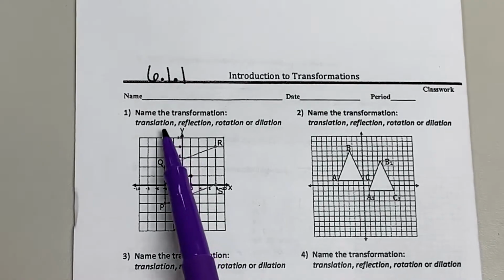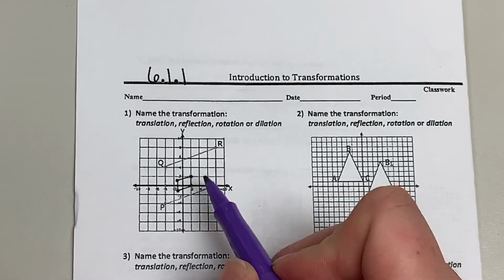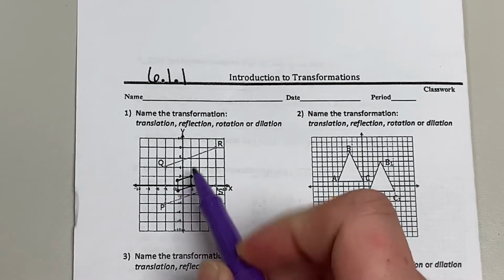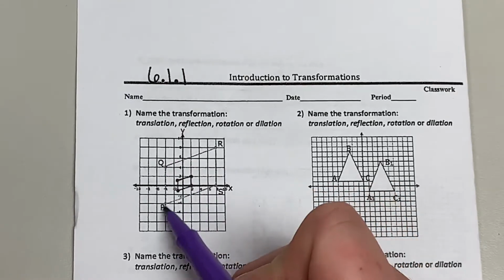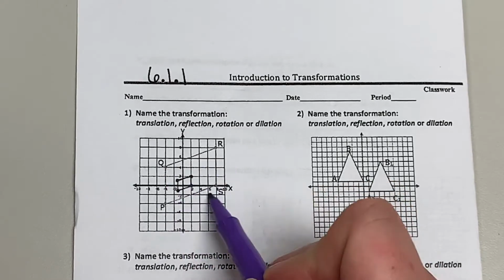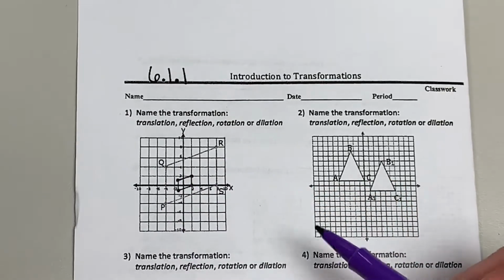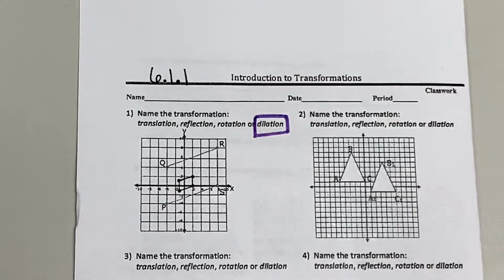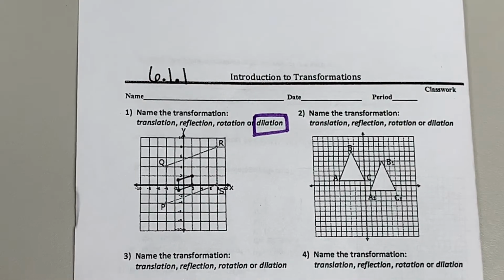So let's name this transformation. First of all, you see a smaller shape here and you see a larger shape. So anytime a shape grows or shrinks, it is a dilation. And we're going to talk more about a dilation to see what that actually means.